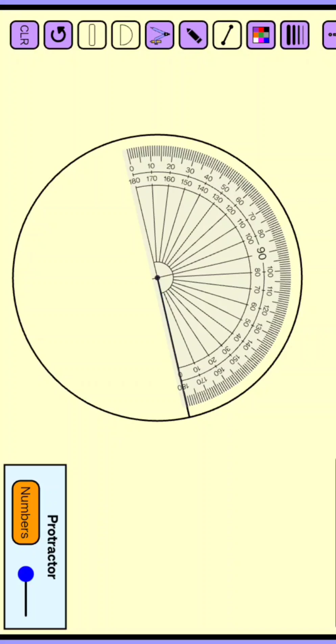First angle is 108. Where will you get 108? Between 100 and 110. The down one we have to take. We have to take from 0, 10, 20, 30. So where will you get 108? Here. So I have taken a point.